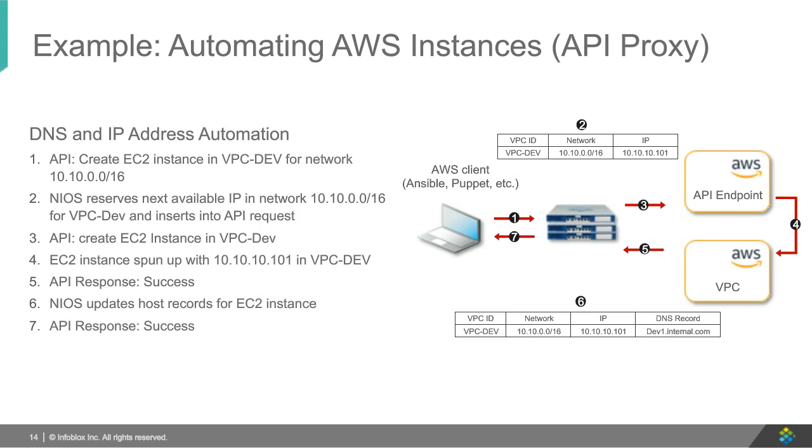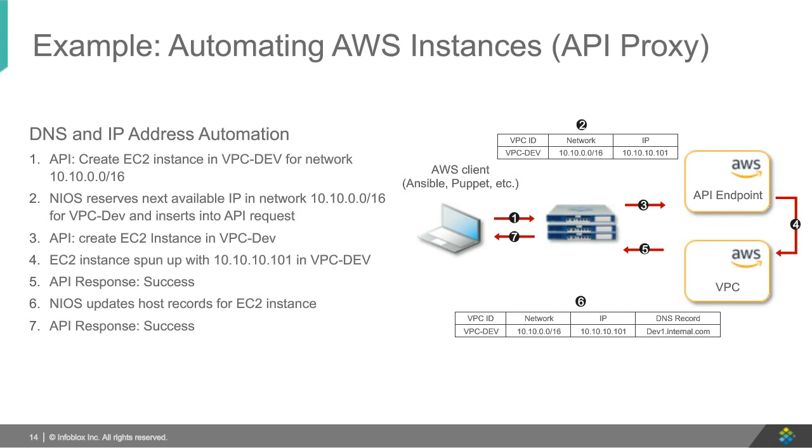So typically, whenever an orchestrator platform or an AWS client like Ansible or Puppet sends a request to provision a VM, that request first goes to the Infoblox grid member, and then it will perform the necessary actions like getting the next available IP and then assigning it to the VM, right? Then it forwards the actual request back to the API endpoint on AWS. So typically you have your VM spun up and IP addresses and DNS records created in the same workflow.